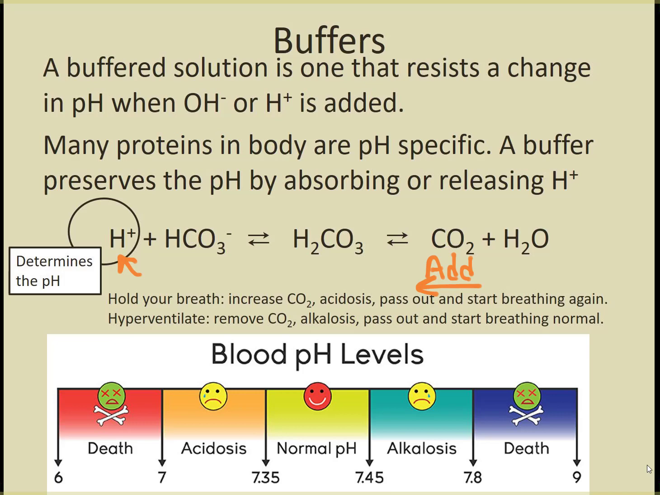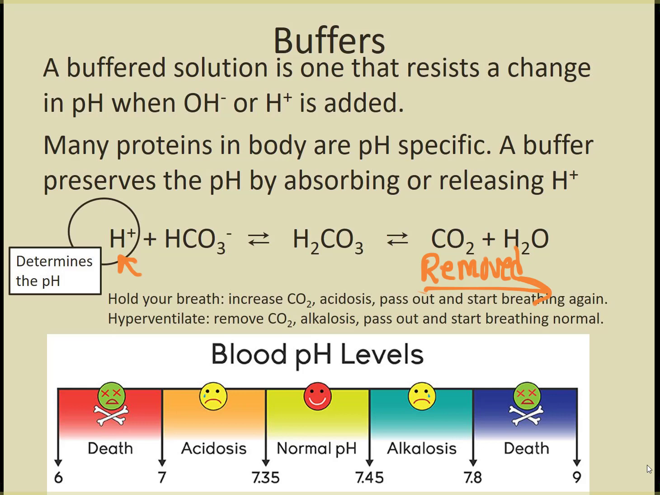Because you're passing out, you would stop holding your breath. Imagine a toddler throwing a tantrum, holding their breath. This can happen. As soon as the little toddler passes out because of the acidosis they're causing in their body, their body will start breathing normally again and this system can work again. The CO2 would be removed by breathing normally, and that would drive the reaction this way towards a normal pH.